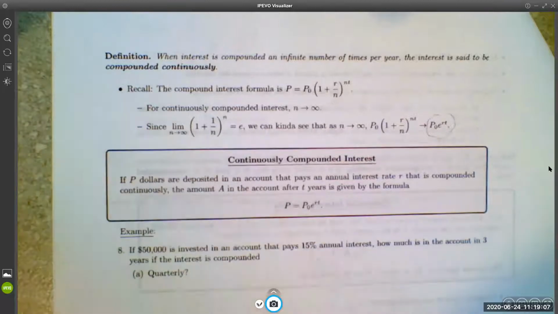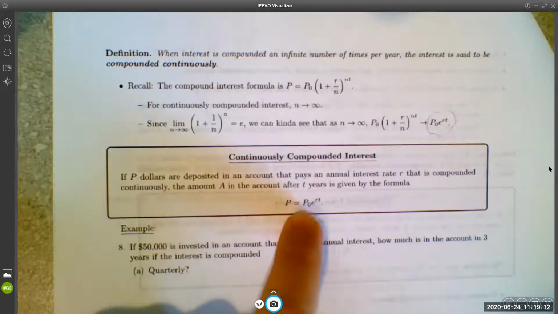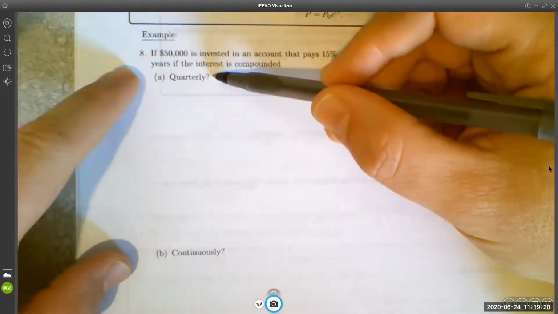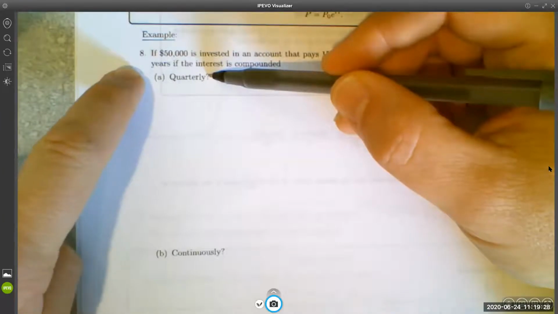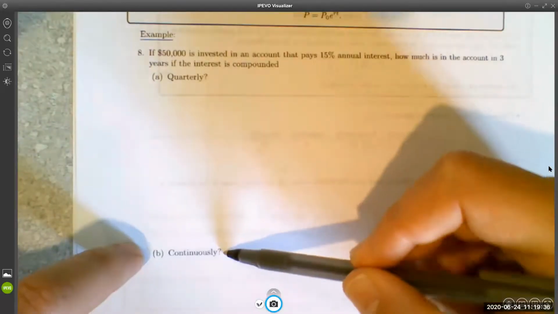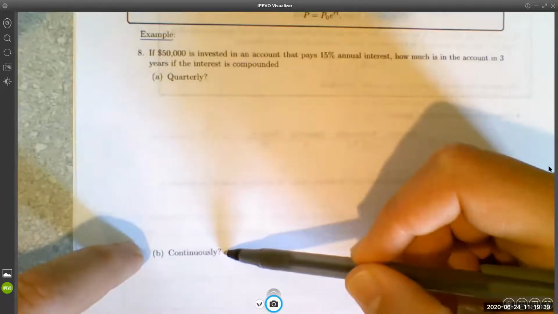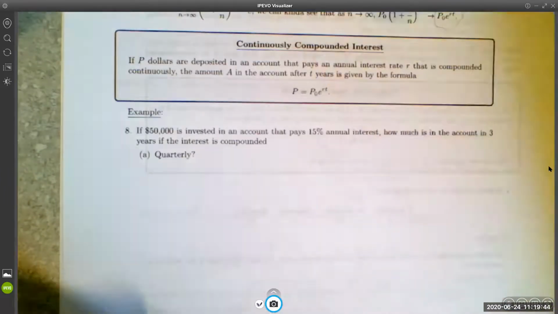Okay, let's practice applying this formula. This is the formula we're going to apply when we have continuously compounded interest. So looking at this example, number 8, we're asked how much money we're going to have in an account if the interest is compounded quarterly. Now for that, we just use the same formula that we used on the previous page, right? P naught times 1 plus r over n to the nt. But then in part B, we're asked how much is going to be in the account if the interest is compounded continuously. If it's compounded continuously, that's when we use this new formula, okay? So let's do it.